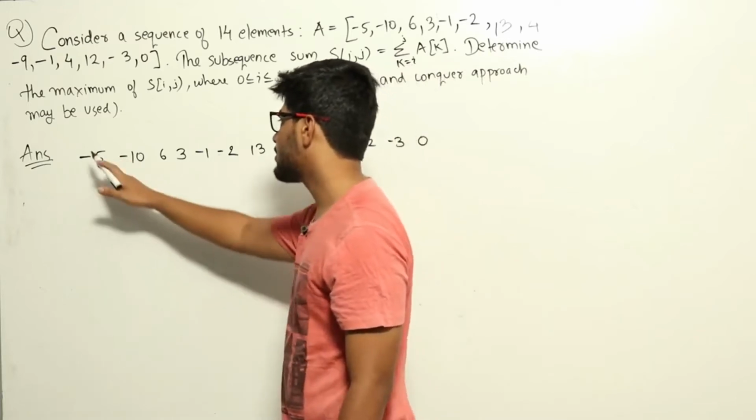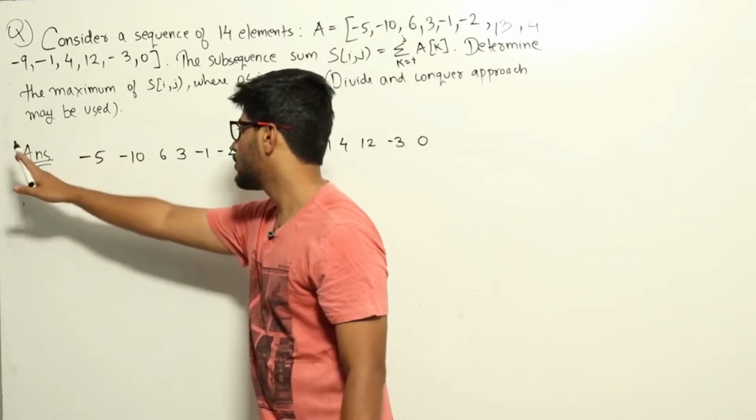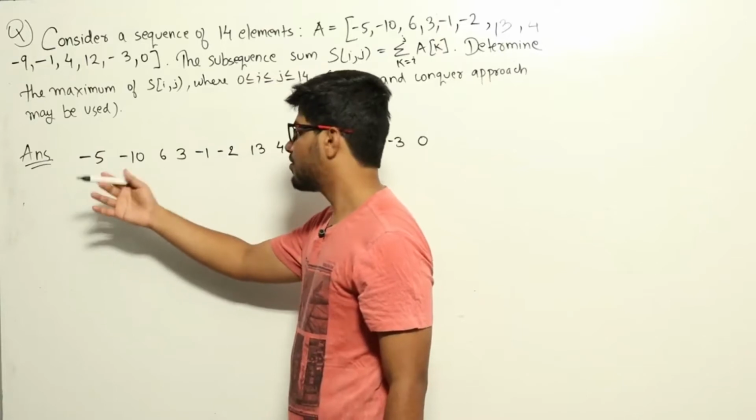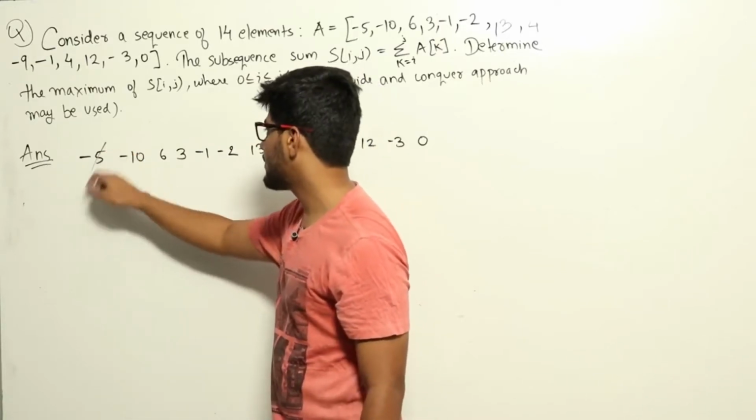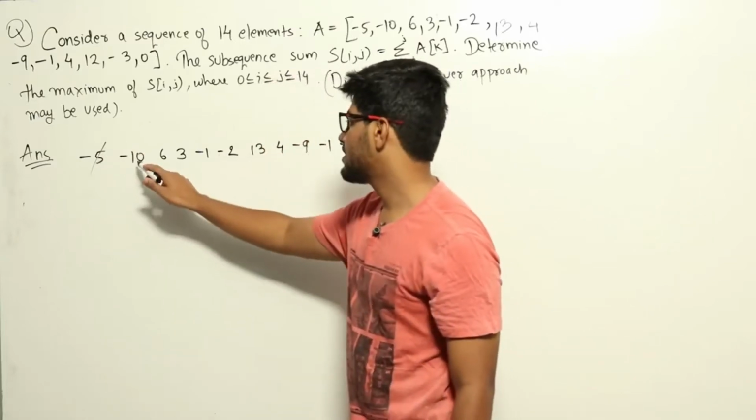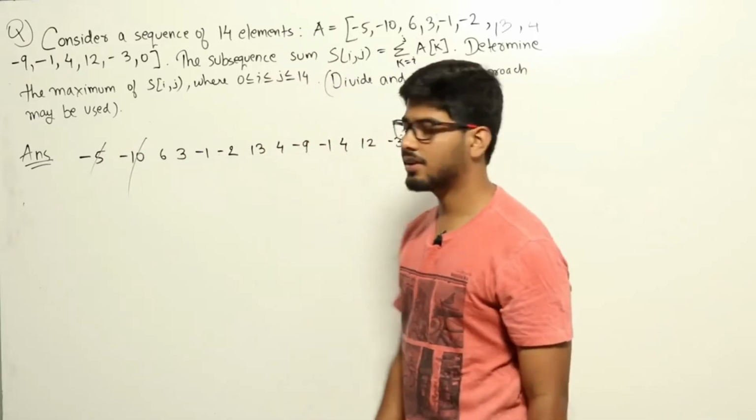We won't be taking this because this will only be adding a negative, and there is no other positive to the left side which will give us some positive outcome by taking this minus 5. So I can safely remove this minus 5. Similarly, the next number is minus 10, that also I can safely remove.